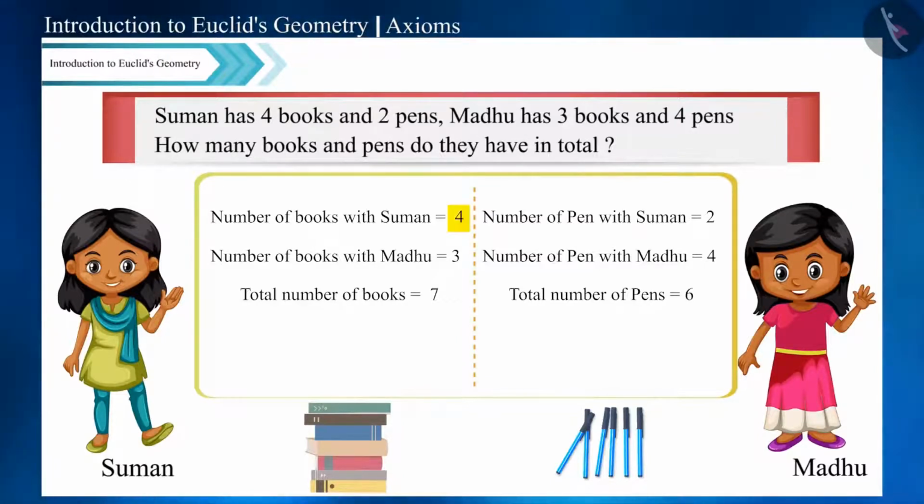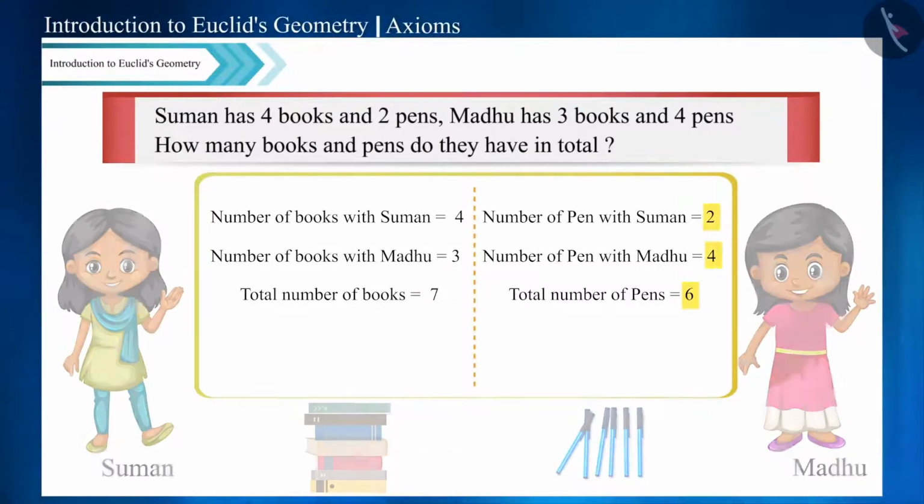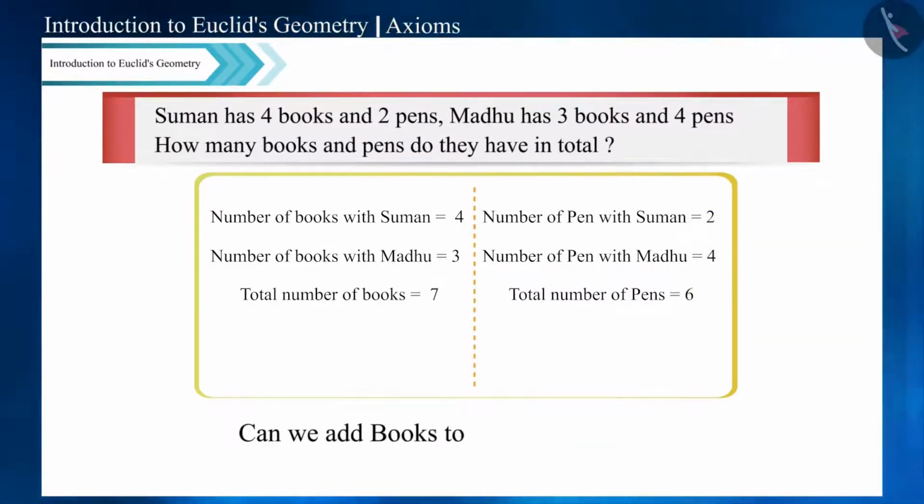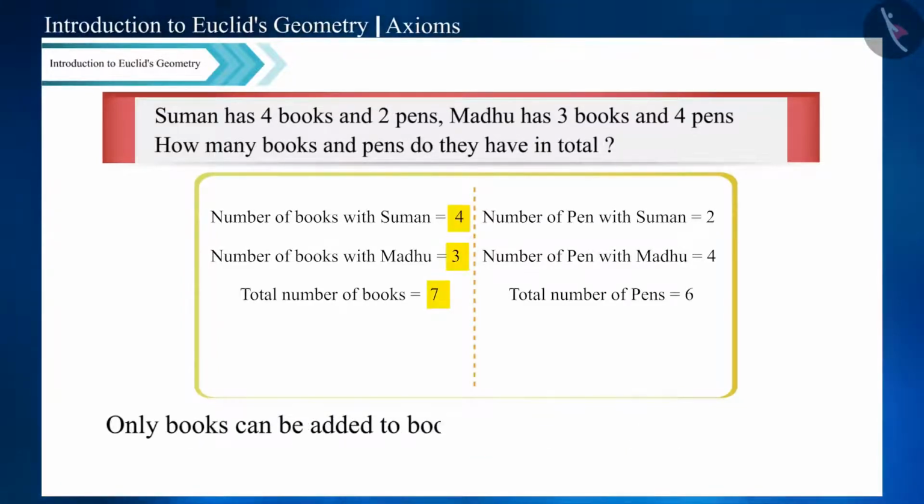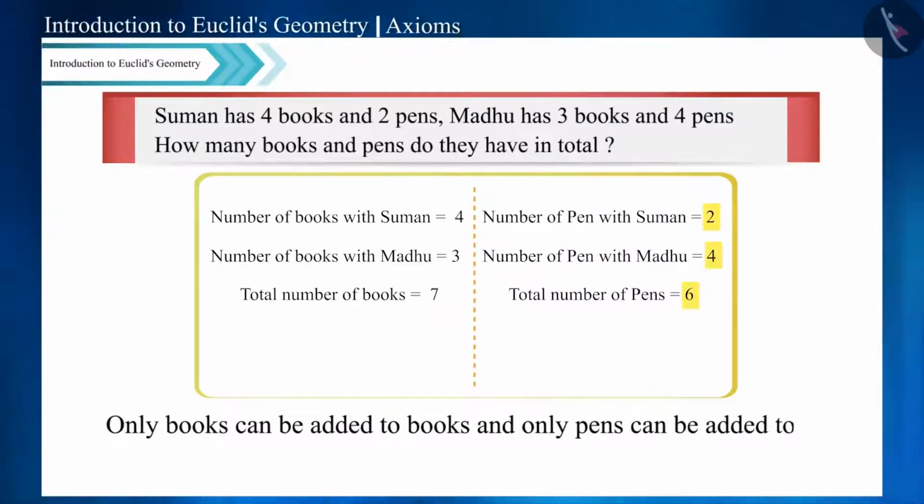Friends, note, here we added books to books and pens to pens. But can we add books to pens or pens to books? No. Only books can be added to books and only pens to pens. And not only addition, but subtraction also. That is, only books can be subtracted from books and only pens from pens.